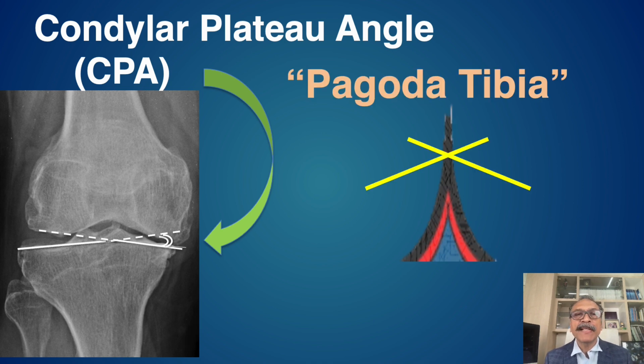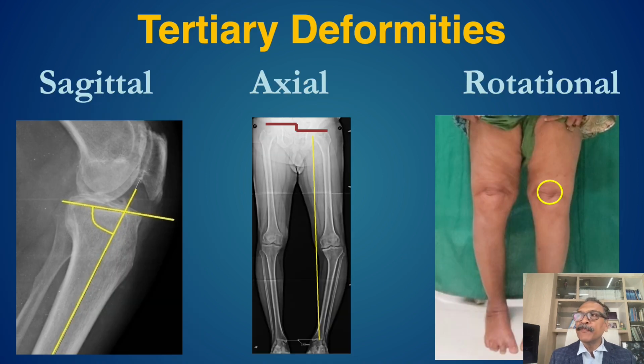And in its maximum extent, this is seen as the pagoda tibia. Now the tertiary deformities, which have so far not been well understood or taken into consideration, are the sagittal, axial, and rotational deformities. The sagittal deformity is the fixed flexion deformity, which was supposed to be a contraindication years ago, which is no longer so. I'll show you. The axial, that is, the limb may be either short or longer with osteoarthritis, or the rotational deformities such as an intorsion, and we have to take all of these into consideration.